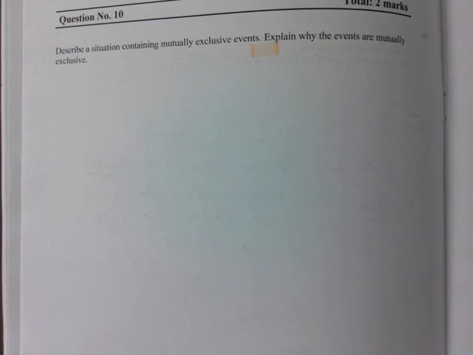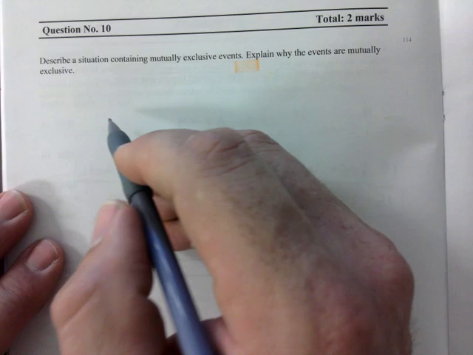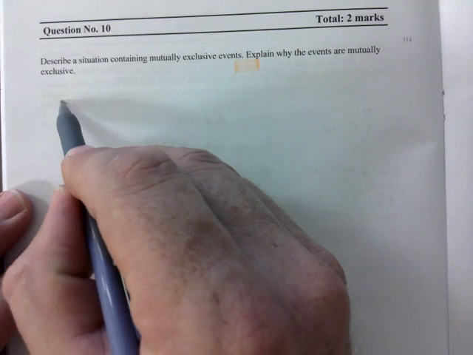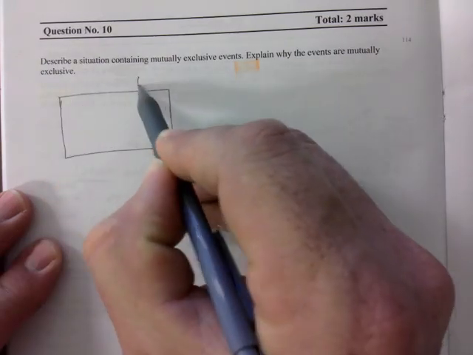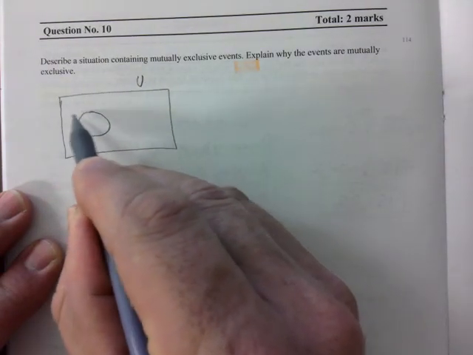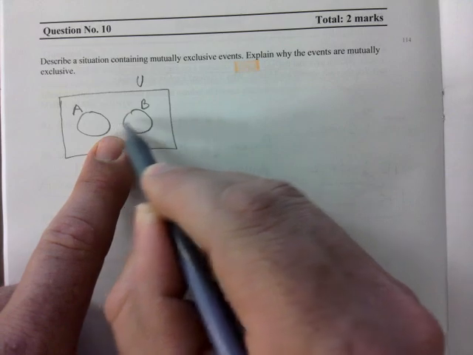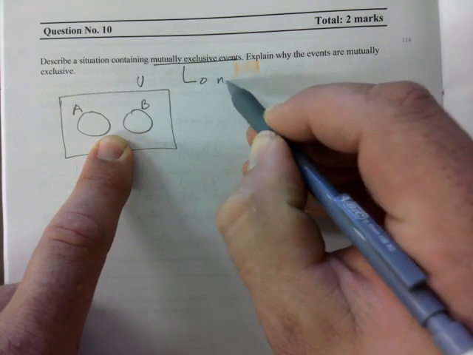Number 10. Describe a situation containing mutually exclusive events. Explain why events are mutually exclusive. Okay. So you could say the classic one here. Do you remember mutually exclusive? This is a visual of it. You have your universal, you have set A and set B. There's no overlap. So when you have mutually exclusive events, you can think of no overlap.